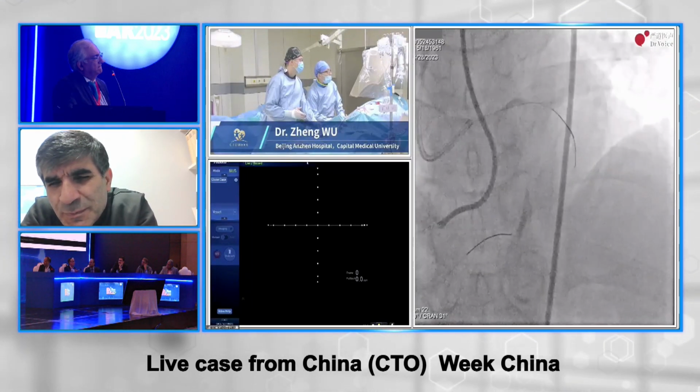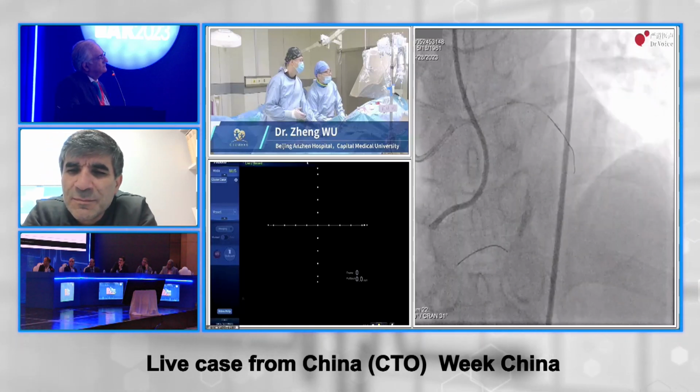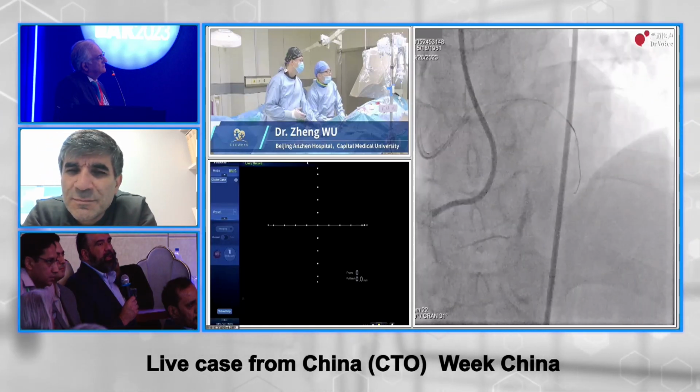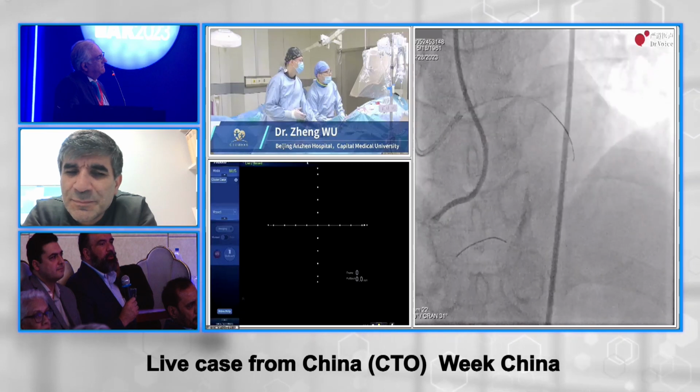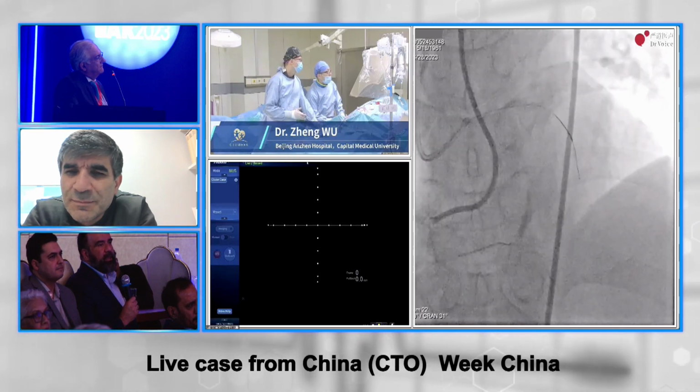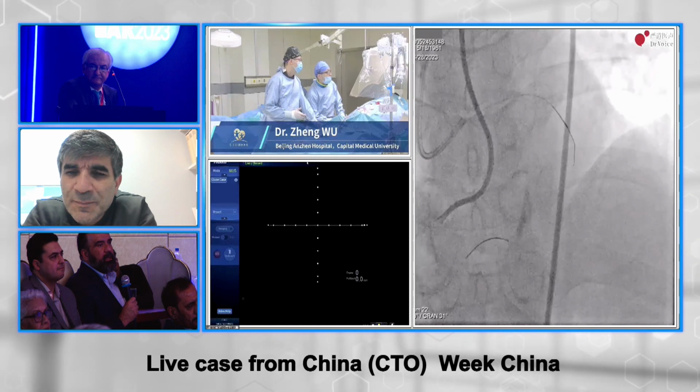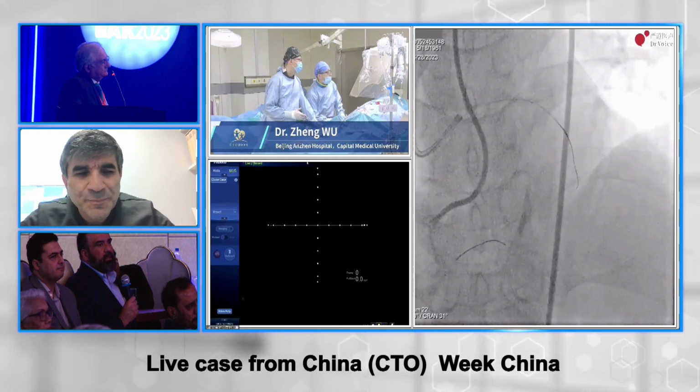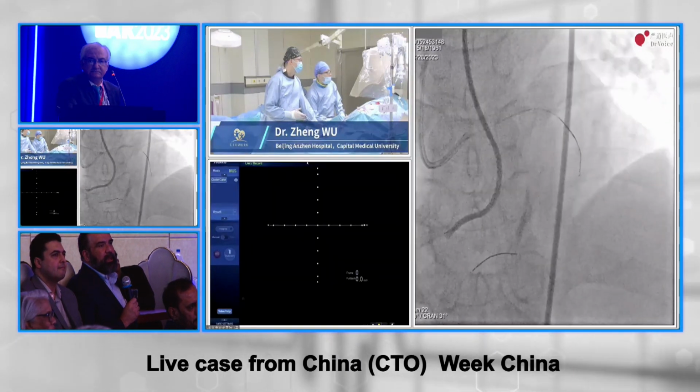So I probably wouldn't pull the wire back, because once you have that channel, there's no guarantee you'll get that again. So if you're lucky enough to get into the true lumen, leave it there and then go around it or go close to it. You're right, because sometimes you just can't get back in.